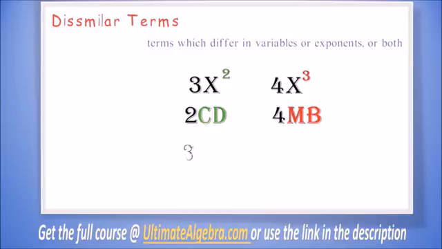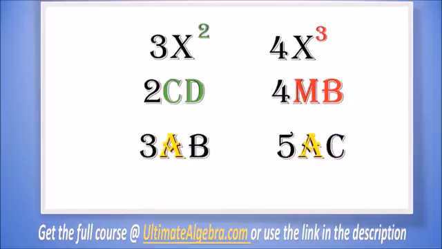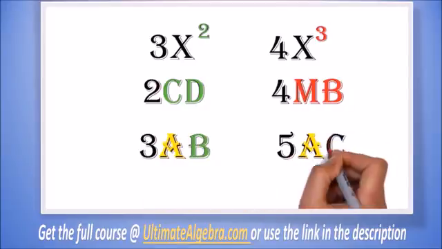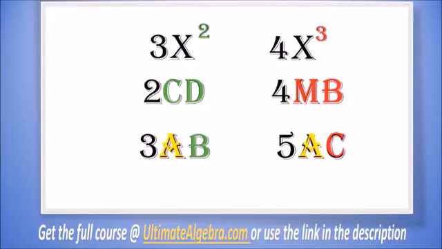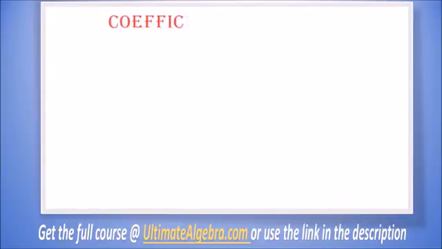One more example: 3ab and 5ac. Now, here we see that they both have the variable a, but one is ab and the other is ac. They are still dissimilar terms. All the letters must be exactly the same.